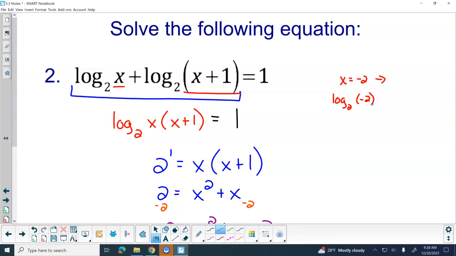Okay? Our other one was x equals 1. Log base 2 of 1. What exponent do I put on positive 2 to get 1? Say it louder, right? 0. This is equal to 0.